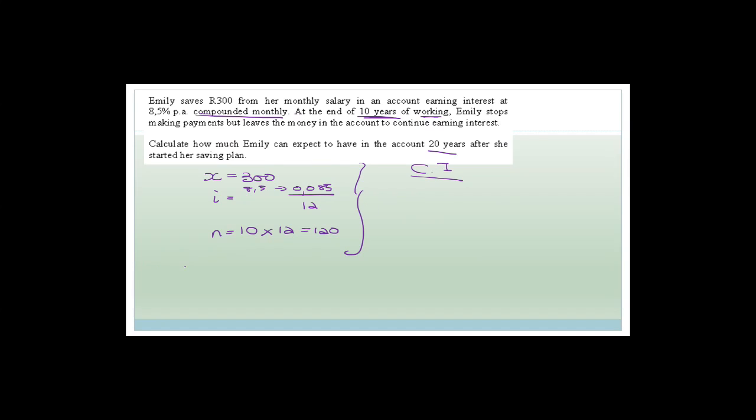You could say, okay, well, this amount is equal to 300, that's your X, times by 1 plus 0.085 over 12 to the power of 120 minus 1 all over 0.085 over 12. That's your future value formula. And then you could take this answer and multiply it by the compound interest, which is 1 plus 0.085 over 12 to the power of 120, and you'd get the total answer.